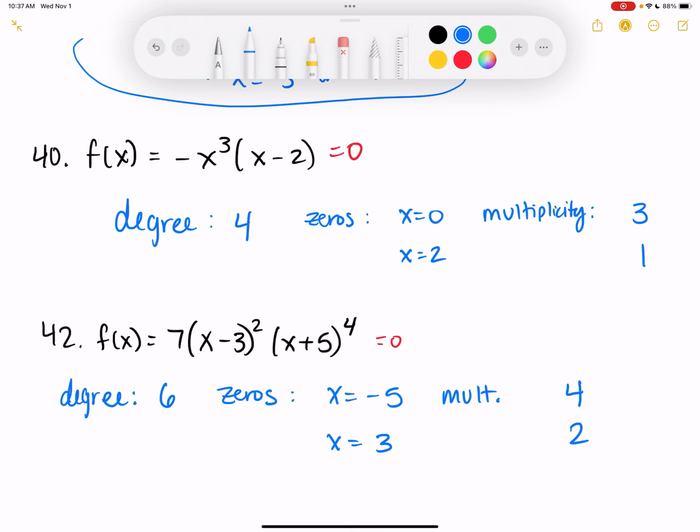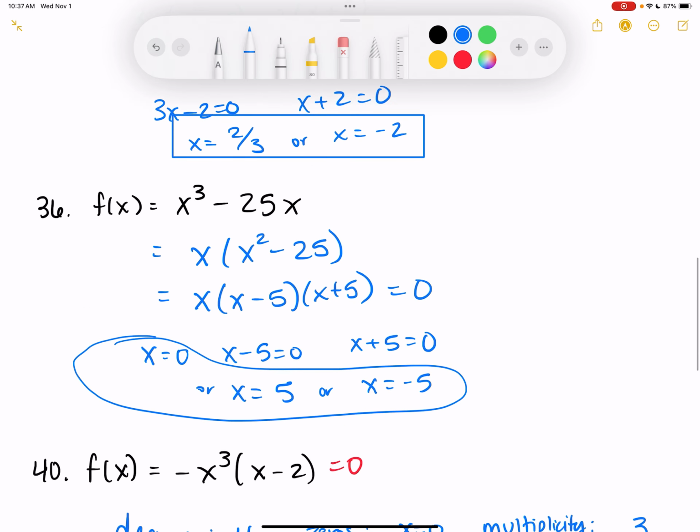All right, so we have done finding zeros by basically factoring. And so we get a function and we find what the zeros are. The next set of problems is they give you the zeros, you need to find the function. So it's working backwards, basically.